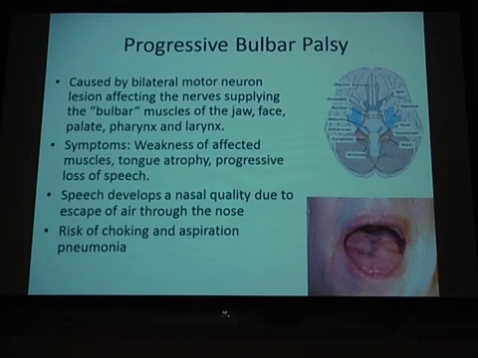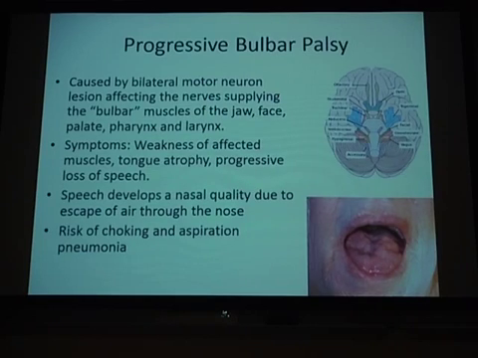Glossopharyngeal is going to be elevating the larynx and helping with swallowing. Vagus is going to be assisting with swallowing and things related to voice resonance. And trigeminal is the one that I didn't hear, and that's going to be muscles of mastication, so chewing.